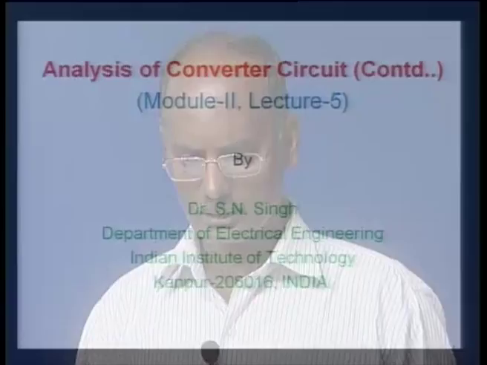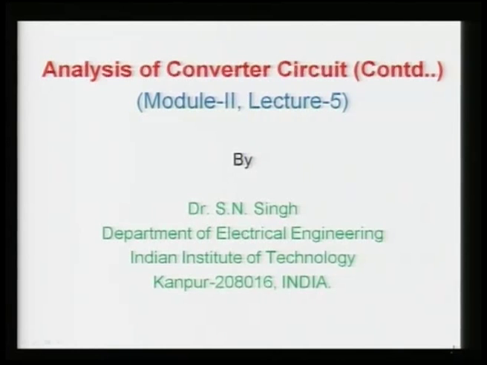Let us start lecture 5 of module 2. In this lecture, I will continue the analysis of the converter circuit, and we are discussing the 6 pulse converter circuit, that is a bridge rectifier. Last time we saw this in the rectification mode, we saw the various voltages including the DC voltage, and also the valve voltage, and we also found the currents in the various valves as well as the phase current, and of course, the DC current we have assumed to be constant.